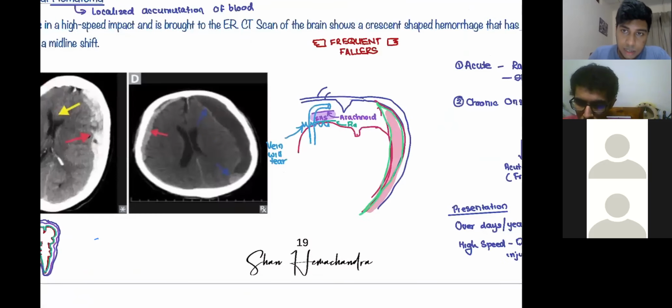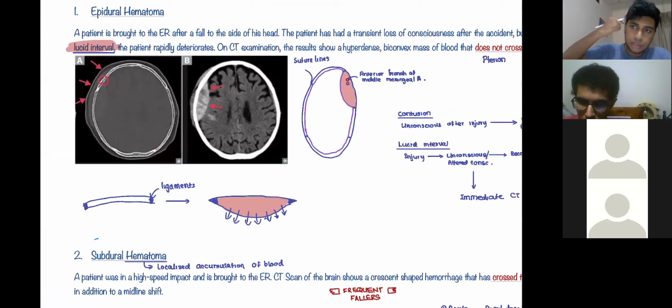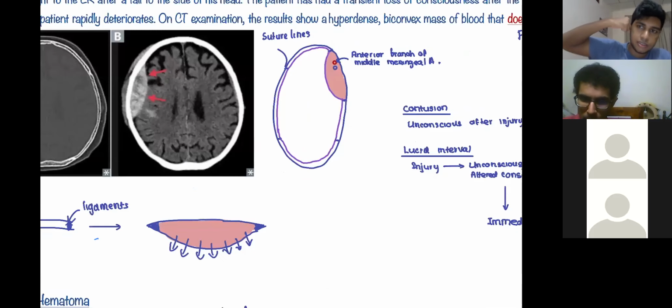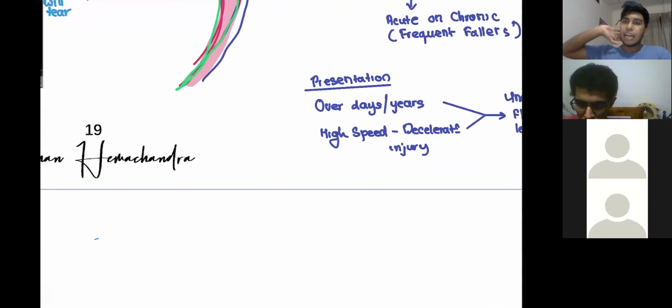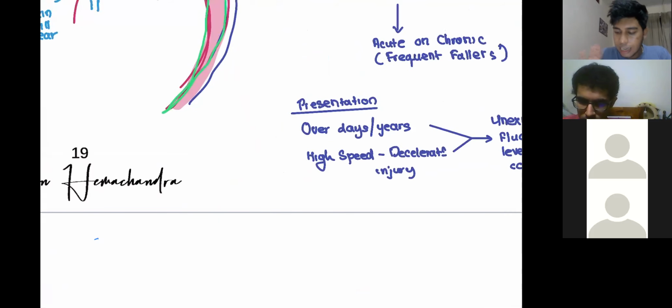In the first one, you have to punch the fellow. So he has a history of getting punched. In this, you have a history of your head moving forward suddenly and stopping. Okay. That's why it says unexplained.